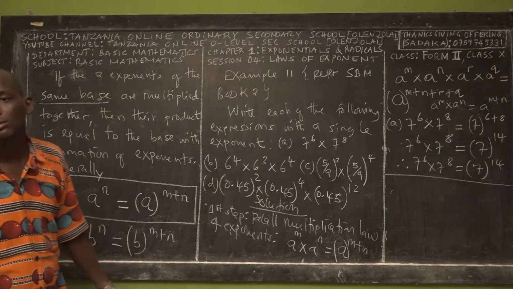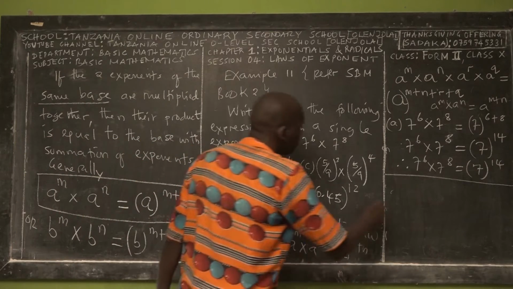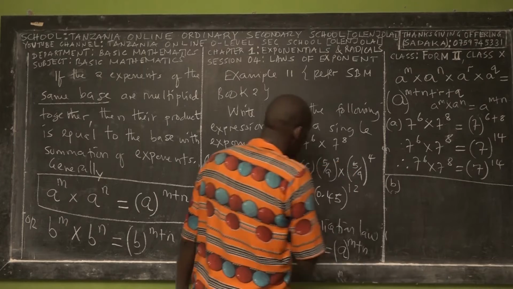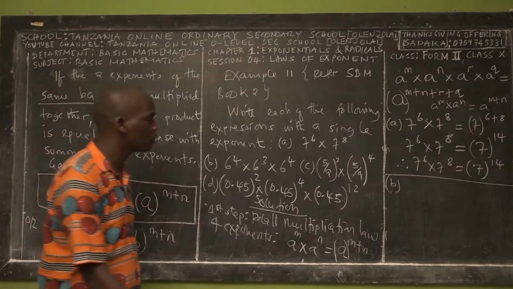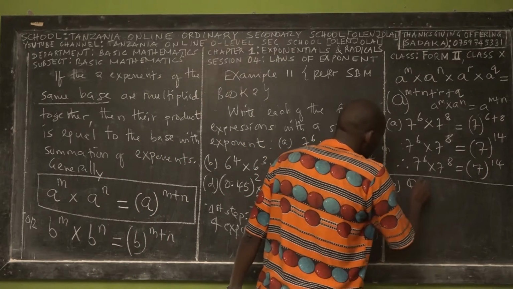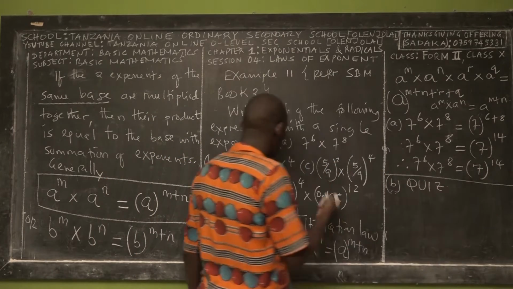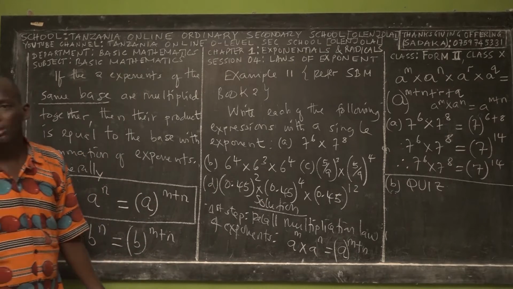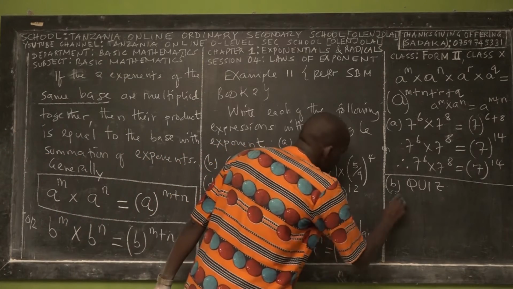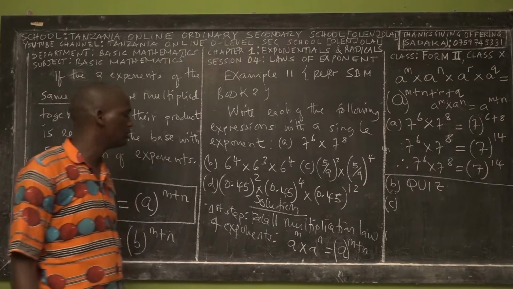You are done. You go for Roman B. Roman B, we have what? So you can try. Roman B, this is a quiz. You can try now because with the same base, you just add the exponents. Right? Yes.